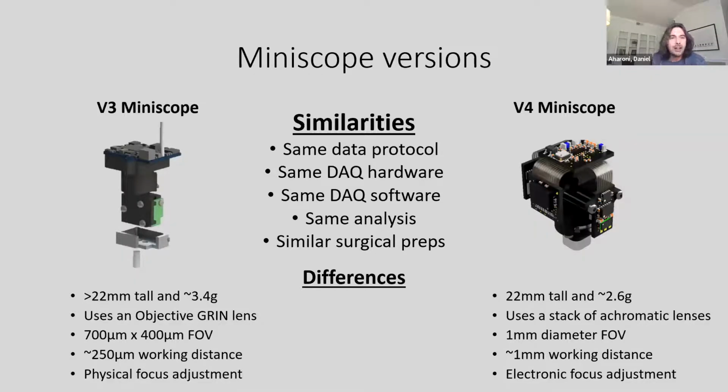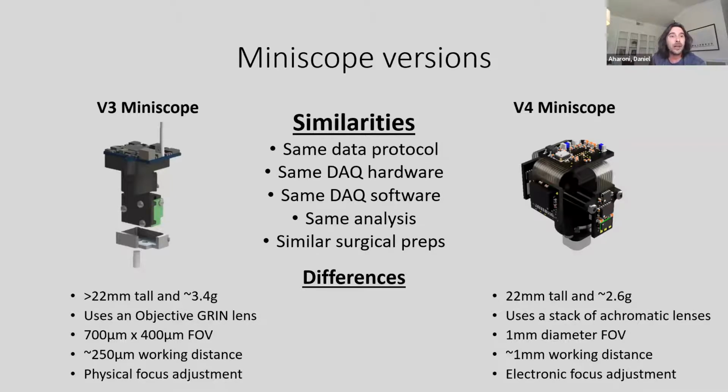So to give an idea of the differences, if you're already familiar with miniature microscopes, the differences between our previous generation miniature microscope and the newer version 4 miniature microscope. First, the similarities are that they share the same data protocol. All the devices we develop and share really rely on just a single coaxial cable to carry data and power to devices. And because all our devices share that same data protocol interface, they all can run on the same data acquisition hardware.